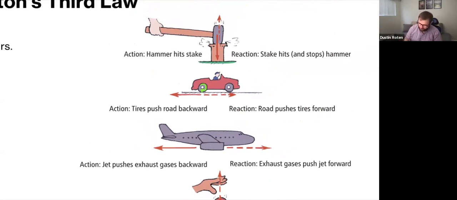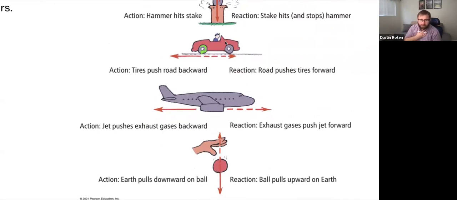Same thing here with a jet. So we get the exhaust going backwards, and then the reaction would be all those exhaust gases sort of building up, and then they're sort of pushing off of each other, and that's what gives the jet its propulsion forward.